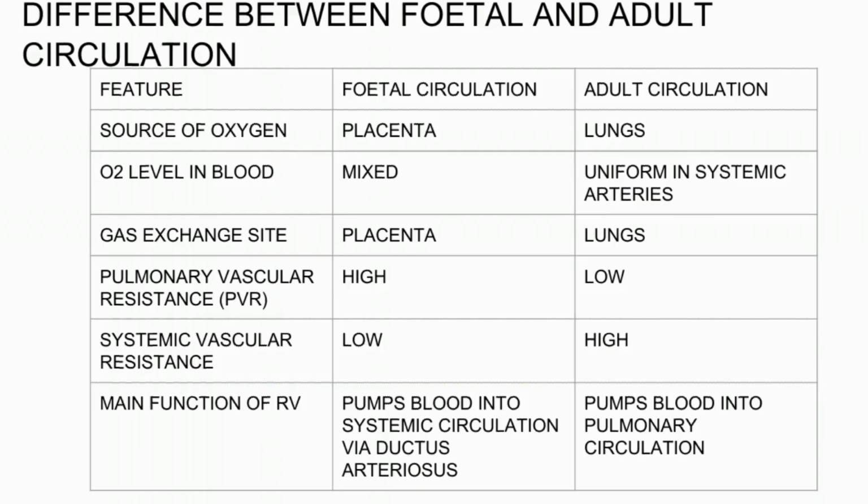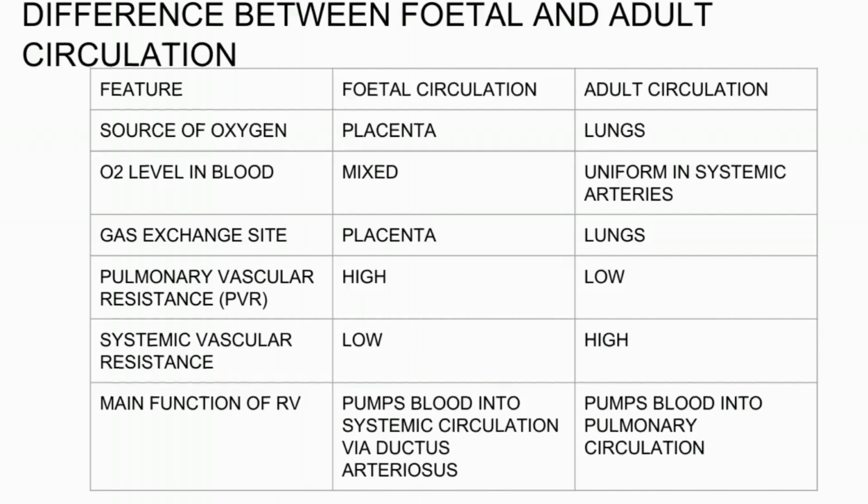Then the oxygen level in the blood in fetal circulation is mixed, and it's highest in the umbilical veins and lowest in the superior vena cava. Then in the adult circulation, it's uniformly high, and we have the systemic arteries, which contain about 95 to 100% oxygen saturation. Gas exchange sites.